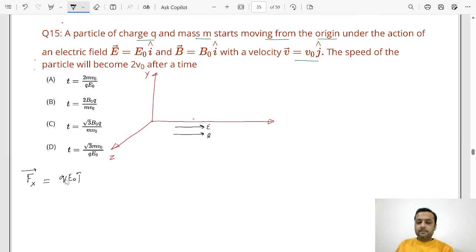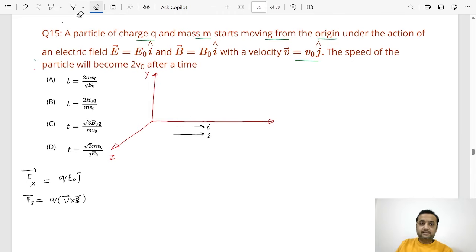Now remember, the magnetic field is also along the x-axis. This means the magnetic force can never act along the x-axis, because you know that the magnetic force is q into v cross B. So the magnetic force will always be perpendicular to the magnetic field, which means it can never have any component along the x-axis, because the magnetic field itself is along the x-axis, right?